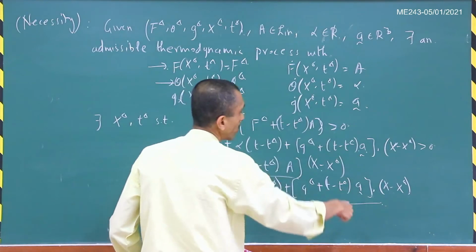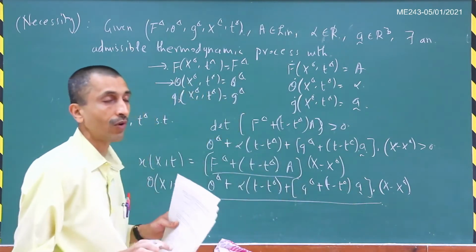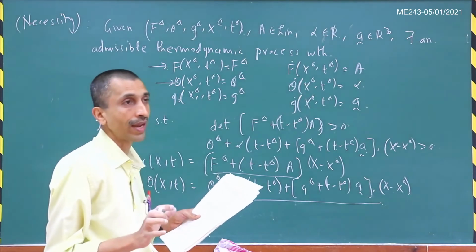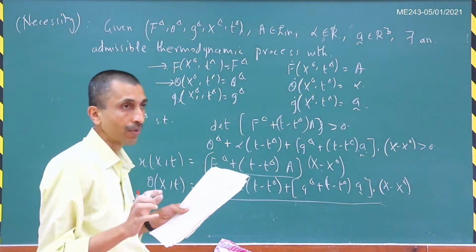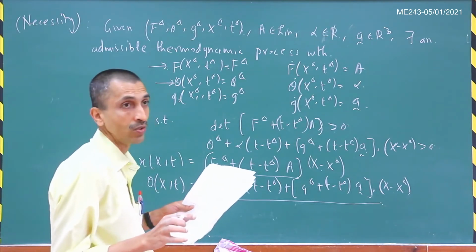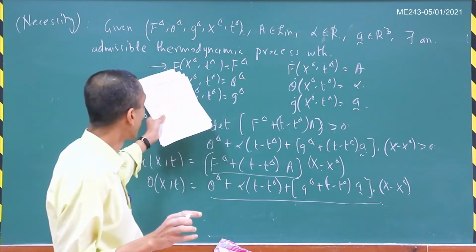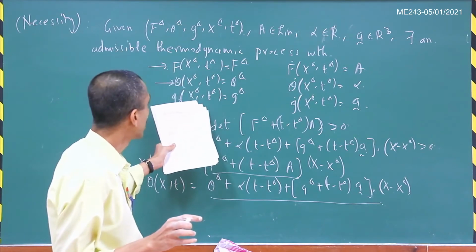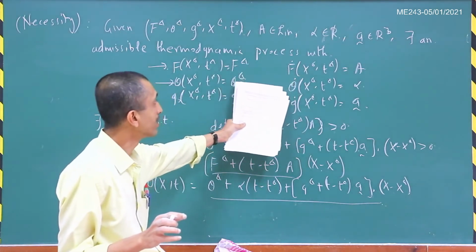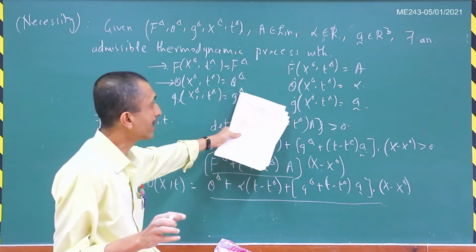So to summarize, what we have done is that we have constructed an admissible thermodynamic process which gives us arbitrary values of the deformation gradient, the absolute temperature, the temperature gradient, and the rates F dot, theta dot and G dot.